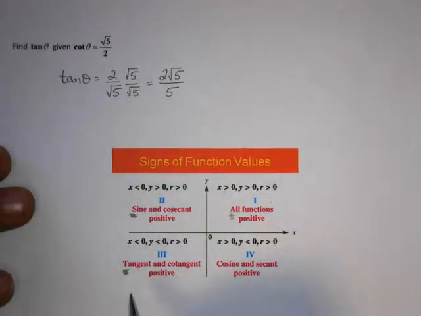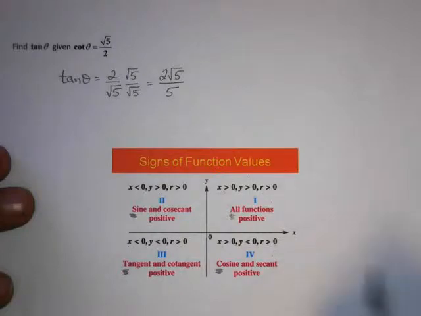In the fourth quadrant, x is positive, y is negative. So x over r is cosine, positive over positive is positive. Sine is y over r, negative over positive is negative. And tangent, y over x, negative divided by a positive, is negative. So cosine and its reciprocal are the only 2 positive ones in the fourth quadrant. The other 4 are negative.